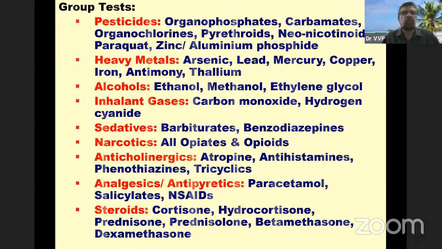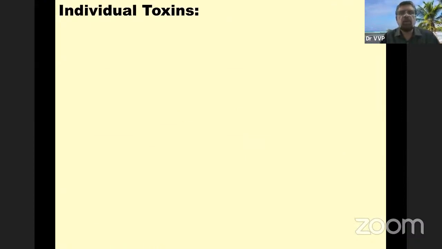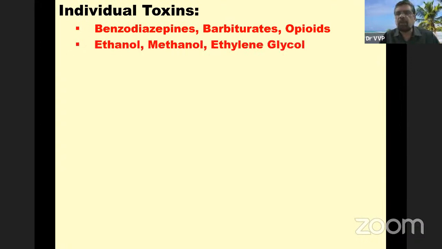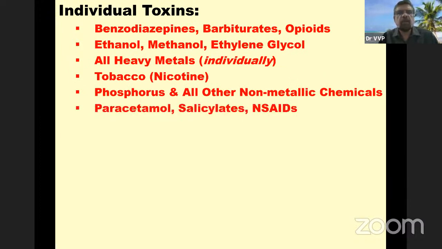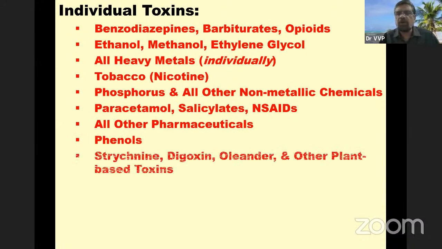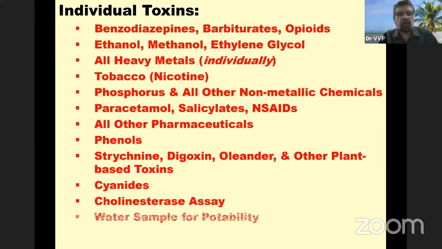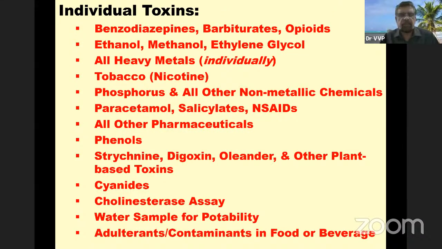And of course, we do individual toxin analysis also. If a doctor requires a particular kind of toxin alone to be analyzed, we can do that, from groups like benzodiazepines, barbiturates, opiates or opioids, alcohols. All heavy metals can be done individually or en masse. We can do all the other kinds of pharmaceuticals, plant poisons, and as you can see, even samples of water and medicines or food or beverages, we can test for adulterants or contaminants.